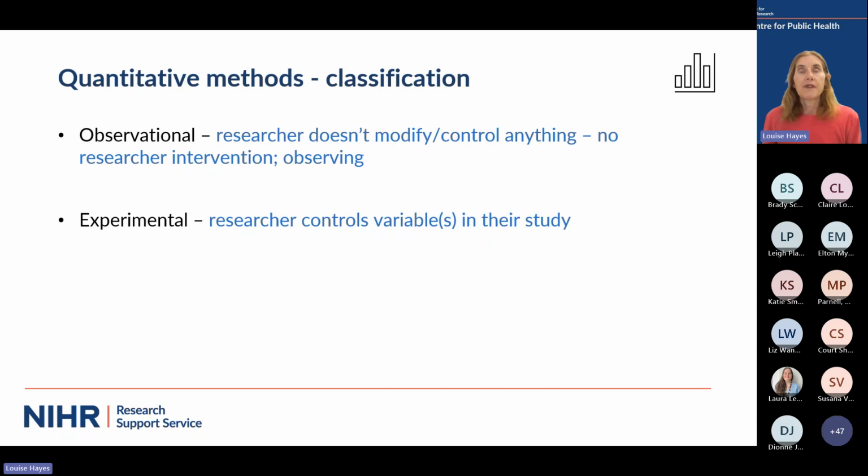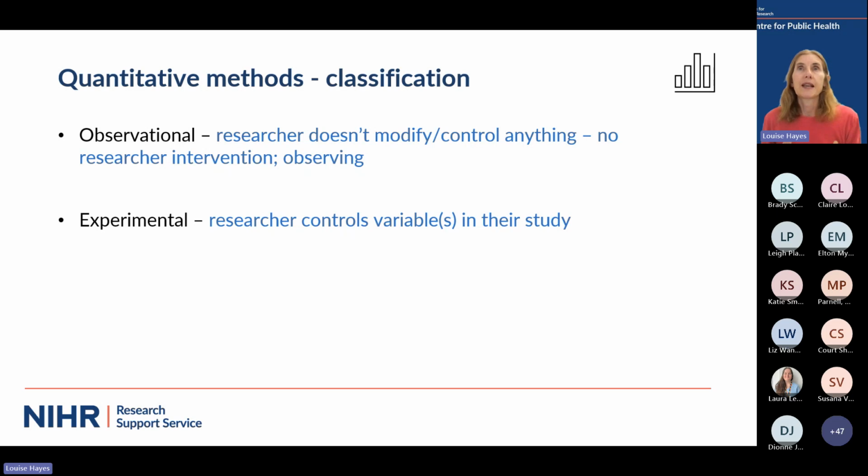We can subdivide quantitative methods into observational or experimental methods, and I'll go on to talk about each of these and give some examples of what we mean and specific methods. I've also got some examples of studies that have used some but not all of these methods, mainly because of the constraints of time. I haven't got examples of every single one.